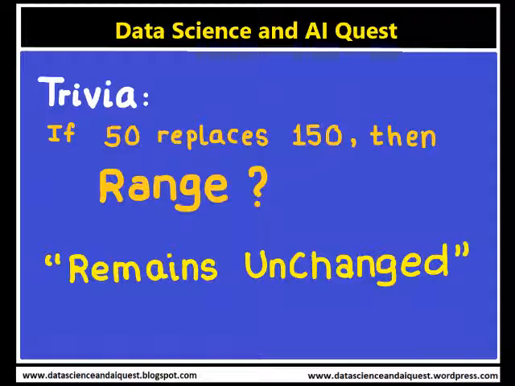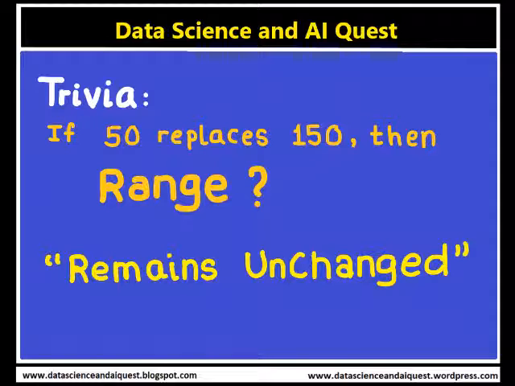The next activity is just a simple trivia on the same data. Here, if 50 is replaced by 150, then what is the range obtained? As we see, the given data is now 30, 40, 60, 150 and 210, where 50 has taken the place of 150.